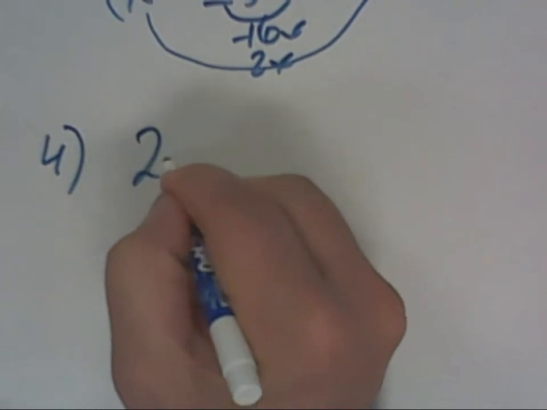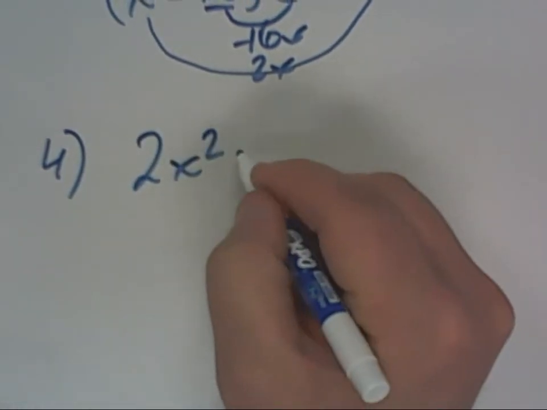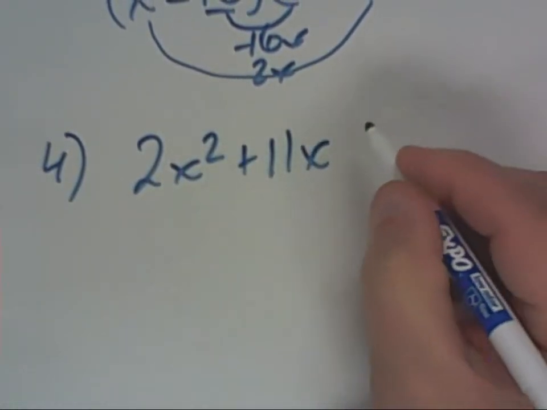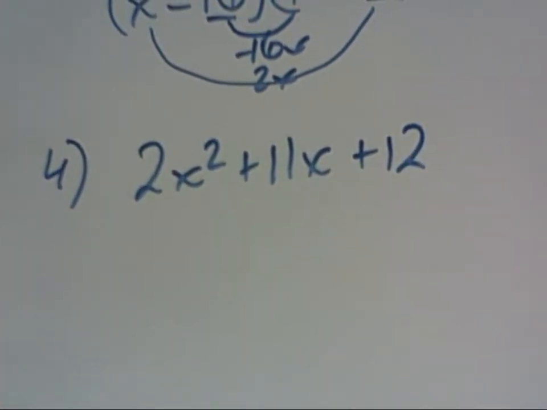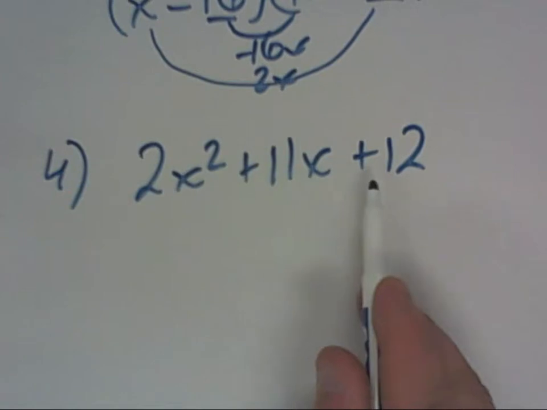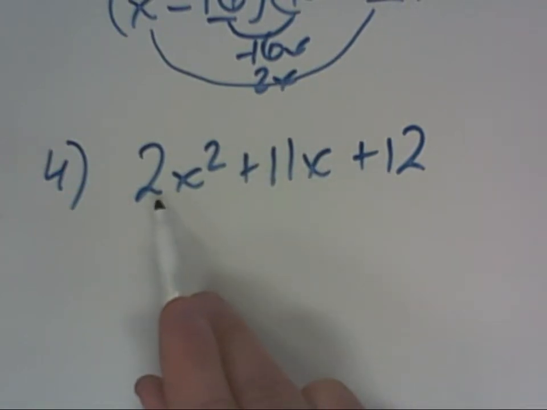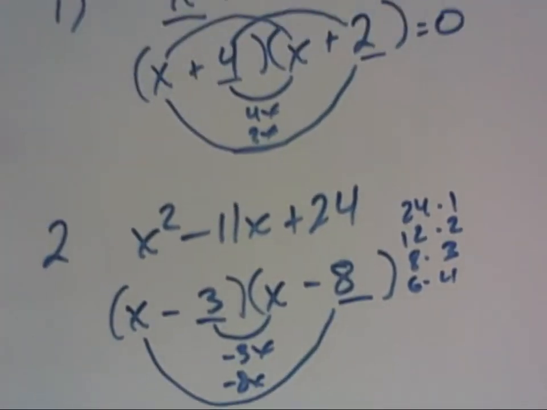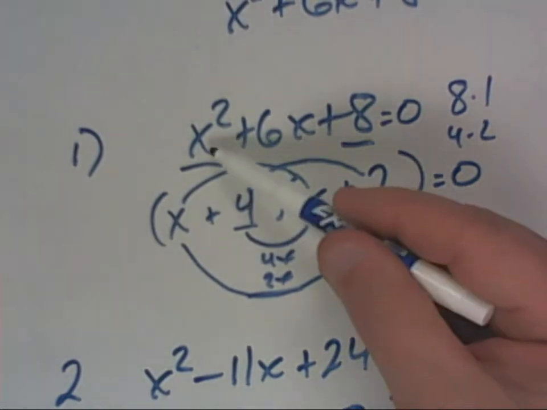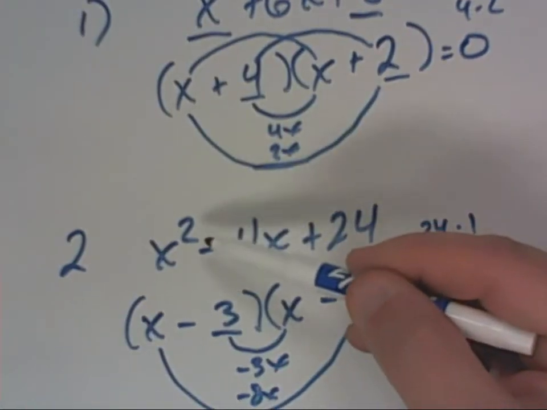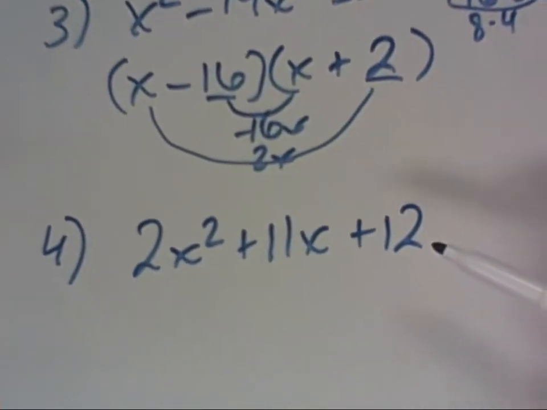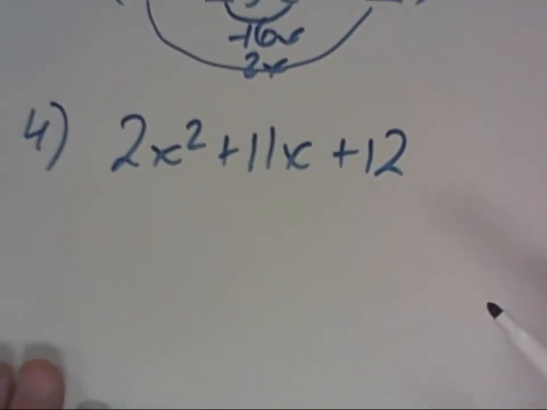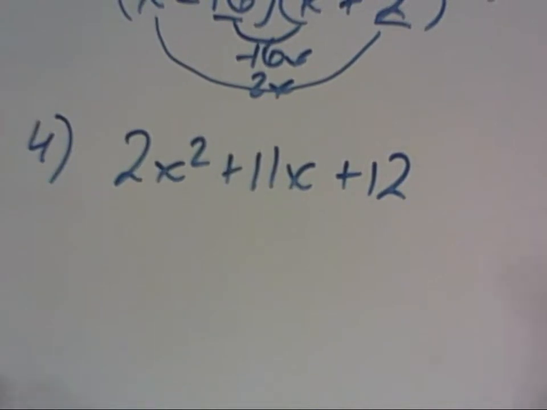If I go on to number 4, 2x squared plus 11x plus 12. Now this one is more difficult because they're both positive, but I have an a value that isn't 1. So far on 1, 2, 3, and 4, I just had an x squared here. For number 2, I had an x squared. For number 3, I had an x squared. But now for number 4, I have a 2x squared. And so I want to factor this equation.